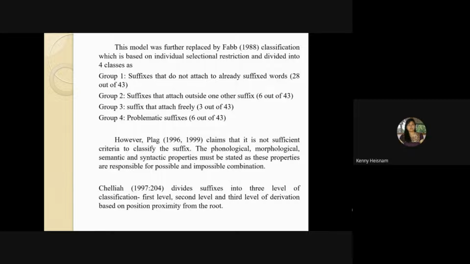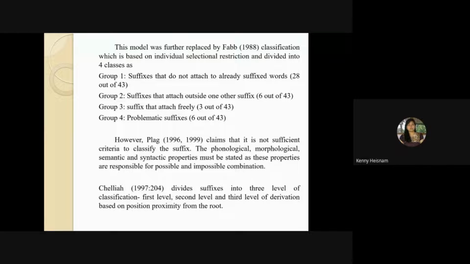Later, in the years 1996 and 1999, Plag claims that this is not a sufficient criterion to classify the suffixes, because the phonological, morphological, semantic, and syntactic properties must be stated, as these properties are responsible for possible and impossible combinations. Hence, Chelliah, in the year 1997, divides Manipuri or Meeteilon suffixes into three levels of classification: first level, second level, and third level, based on the proximity or nearness to the root.